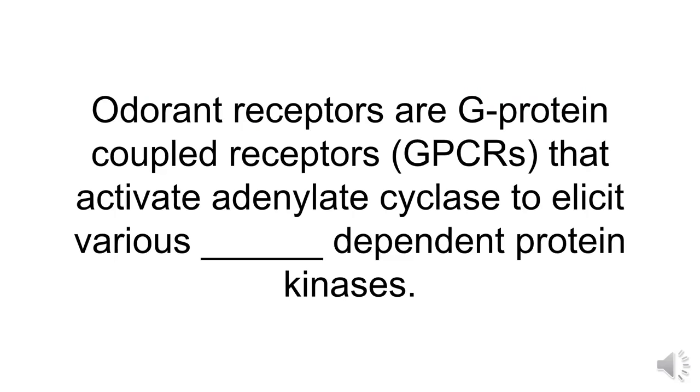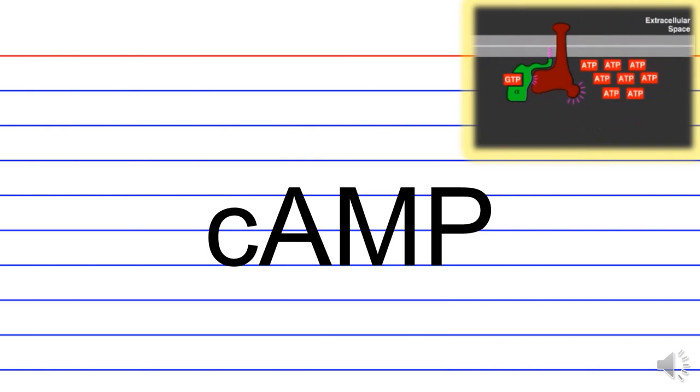Odorant receptors, again, are G protein coupled receptors, GPCRs, that activate adenylate cyclase to elicit various blank-dependent protein kinases. So by now you should know the answer. I'll give you a big hint. We just looked at it. So what's the answer? So again, the answer is cyclic AMP.